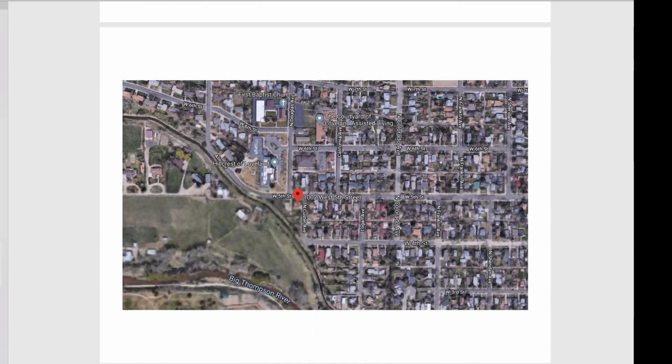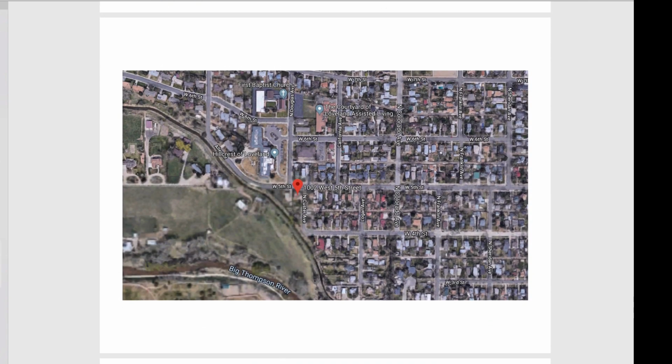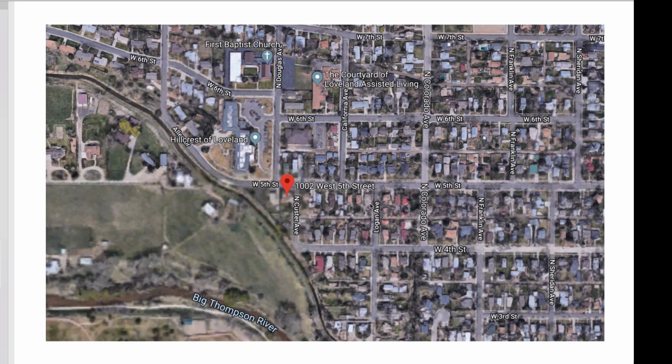In this first page, let me make this a little bit bigger for you. This is just information from Google Maps. It gives you an idea of where your property sits in the overall location, what the overall picture looks like. You can see here's where your property is in the big red dot, just north of the Big Thompson River. You can see what that looks like. And so that looks great.